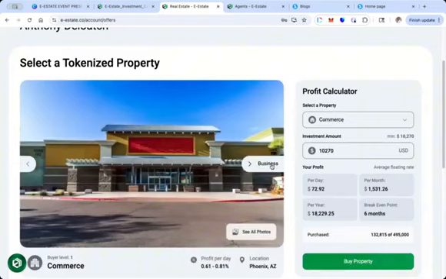One more property I want to show to you. This is a commercial property located in Phoenix, Arizona. I have this in my portfolio as well. One of my favorite properties on our platform. It's $10,270 for you to get a share of this property. But once you get a share, it produces a passive cash flow of over $1,500 a month.